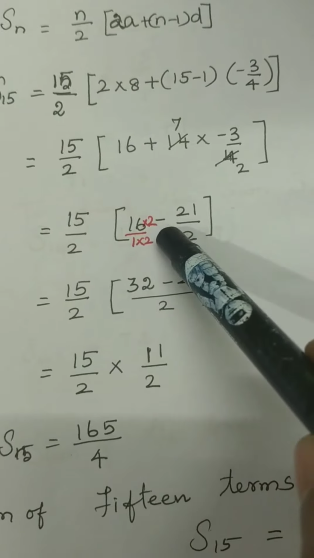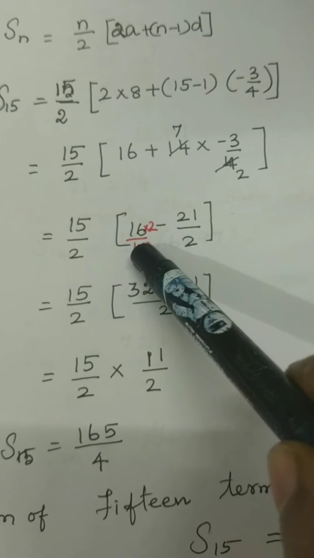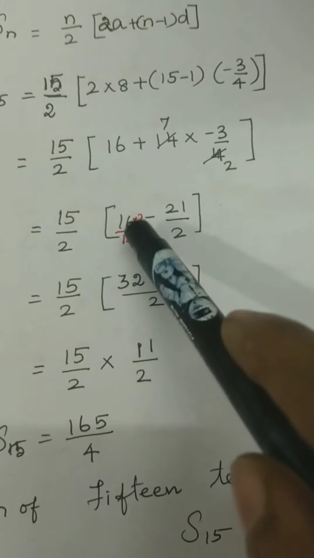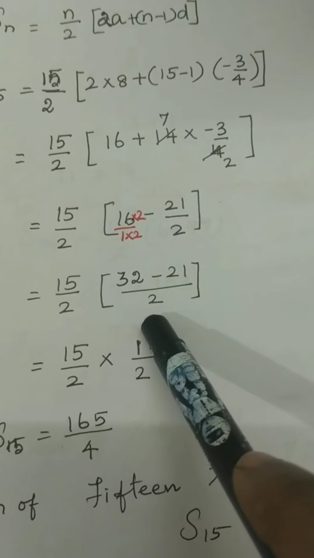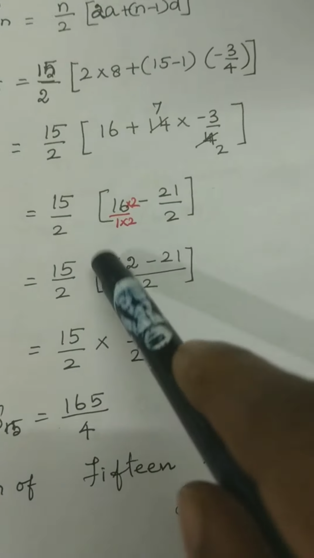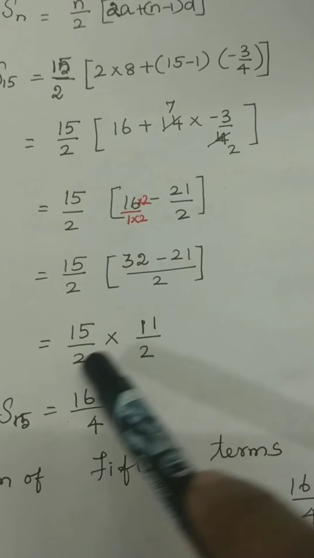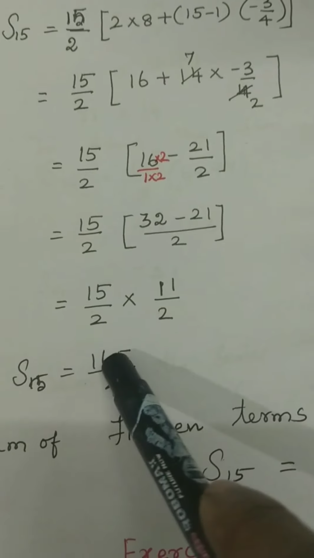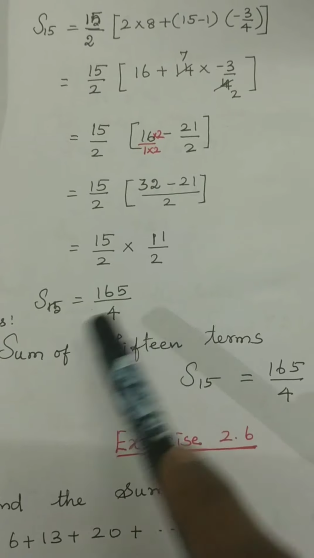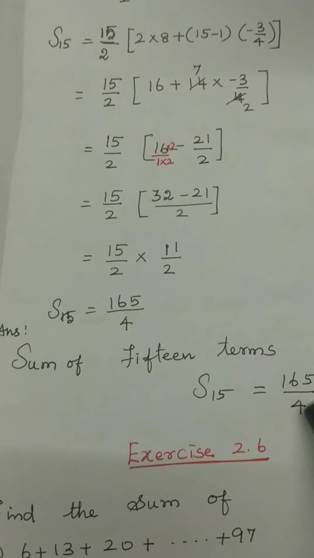Then we have to subtract these two, which means we have to find the LCM and make the denominators the same. So I multiplied both by 2. Then 16 2s are 32 minus 21 by 2. After subtracting, 32 minus 21 is 11. So 15 into 11 divided by 2 into 2, which is 4. Then 165 by 4. So S15 is equal to 165 by 4. The answer is, the sum of 15 terms is 165 by 4.